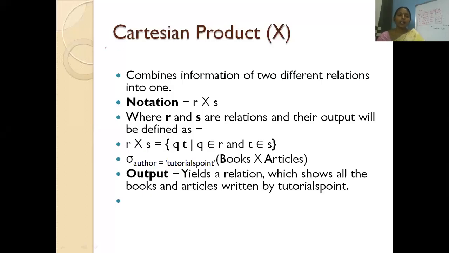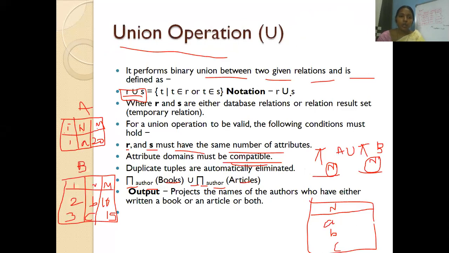Now next we have Cartesian product. Okay. So Cartesian product is nothing but what? Multiplication. So already we know this. So Cartesian product means multiplication. It combines the information of two different relations into one relation. Whereas in union, if you want to perform union operation on two tables, then R and S must be compatible. That means R and S should have common columns. That means they should be compatible. Then only you can perform union operation.